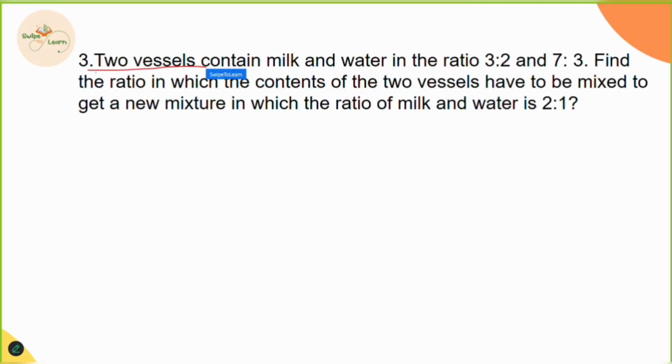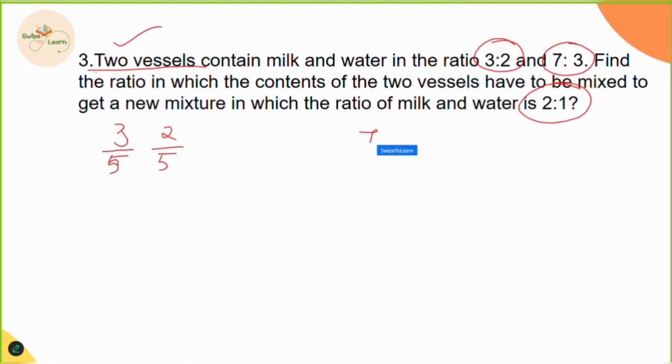Two vessels contain milk and water in the ratios 3 is to 2 and 7 is to 3. Find the ratio in which the contents of the 2 vessels have to be mixed to get a new mixture in which the ratio of milk and water is 2 is to 1. Till now we dealt with only 1 vessel, and now it's 2 vessels. For the ratio 3 is to 2, the total number of parts becomes 5, so 3 by 5 and 2 by 5. And this becomes 7 by 10 and 3 by 10. When these two are mixed, we need 2 by 3 and 1 by 3.